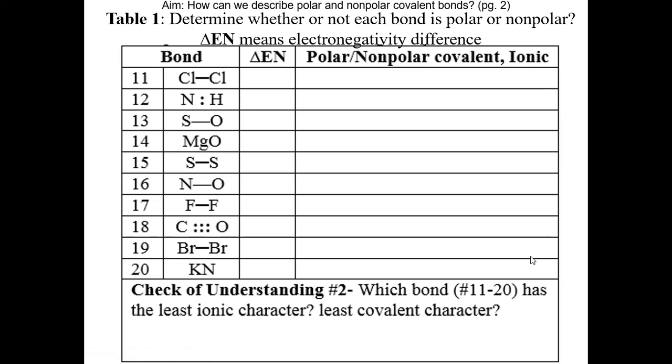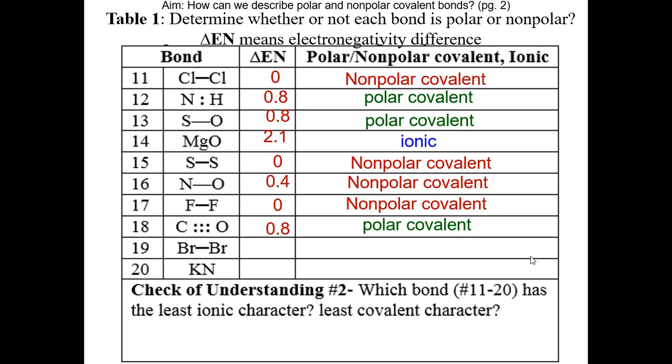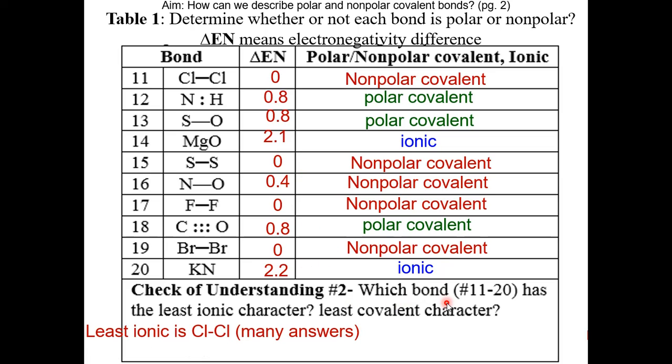Here are the answers to the second part of the table. Check of understanding number 2. Which bond has the least ionic character, the least covalent character? By least ionic character, it means that's the most covalent character. So you're looking for one with the smallest electronegativity difference. So from the table, there's many possible answers. For the least covalent character, you're looking for the most ionic character. So which one has the greatest electronegativity difference? That would be KN.